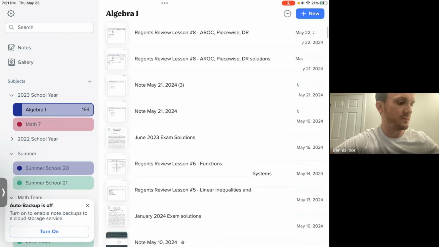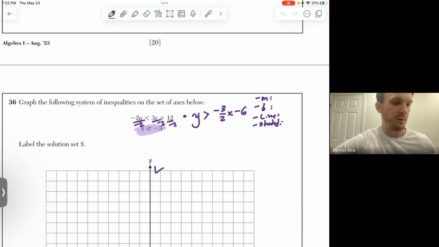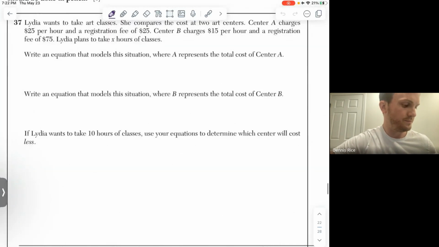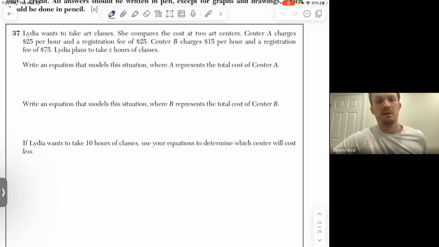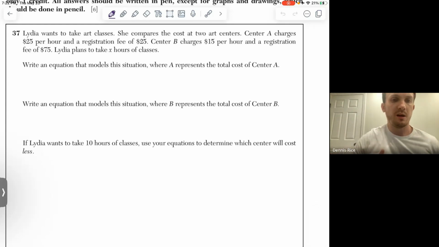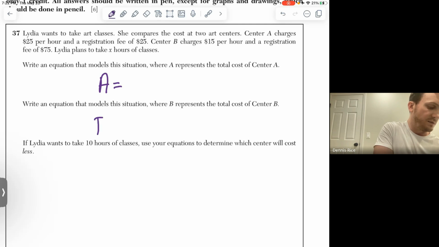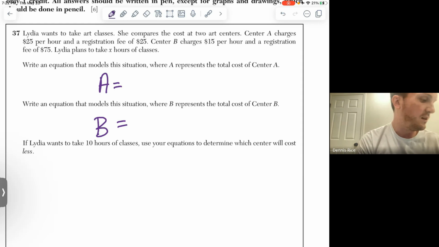Before we look at 37, you could probably guess. Ooh, 37 was a system, but it's kind of a weird one. We'll see why. All right. So we have center A and center B. So this is our system. They say to call the equations A and B, and your variable here is x for x hours. So we're going to write two equations, and then we're going to plug a 10 into each one and see which one will cost less. So this isn't so bad to start. So for center A, the next page is not so friendly. For center A, it's 25 an hour and a registration fee of $25.